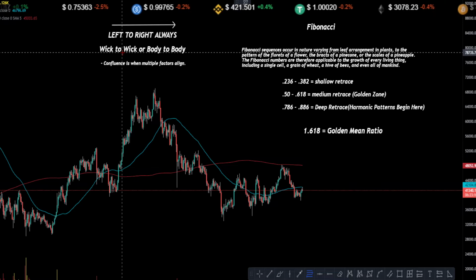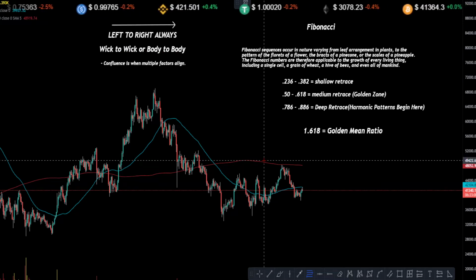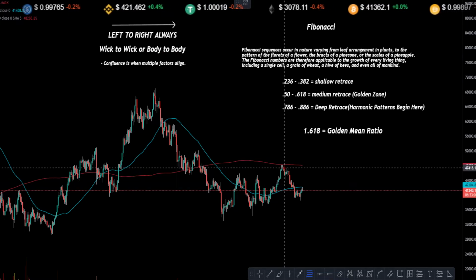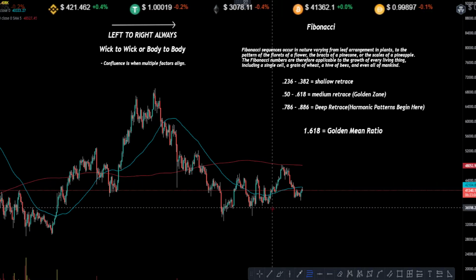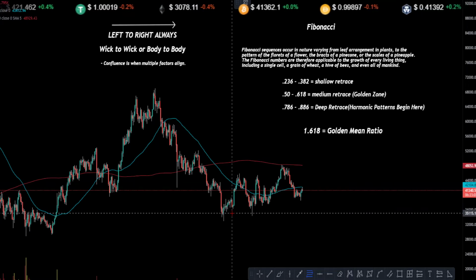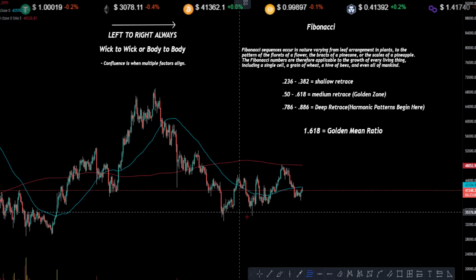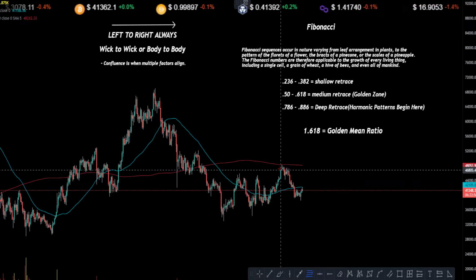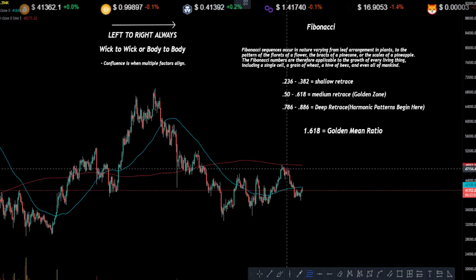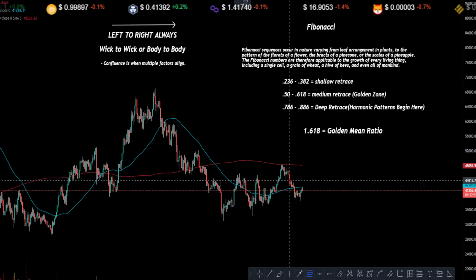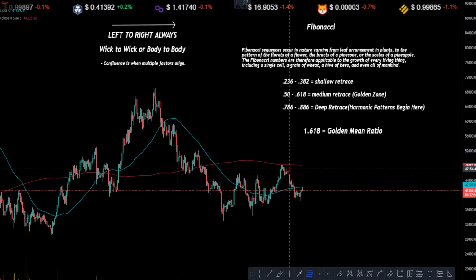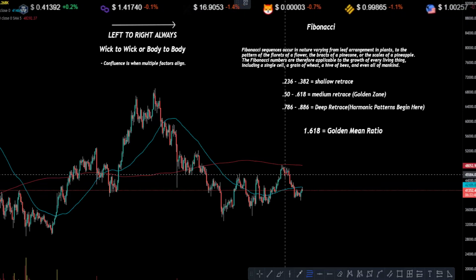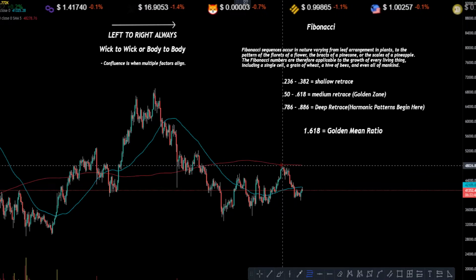It always goes either wick to wick or body to body. The body is going to be any colored part of the candle. The wicks are these long extensions, these white parts. That's called the wick. The actual body of the candle, which is just any part that's not the wick, is called the body.